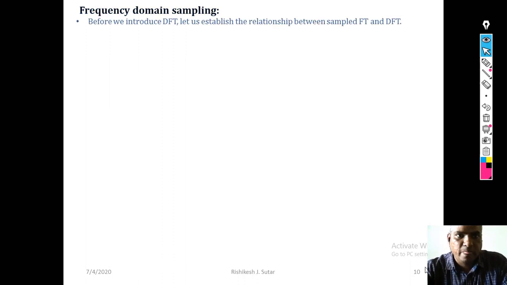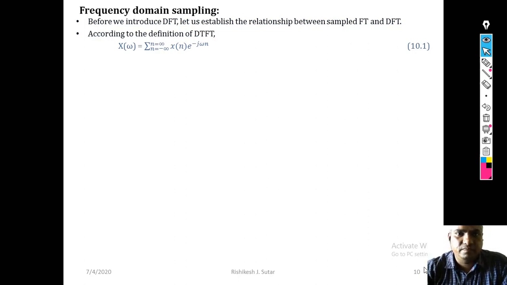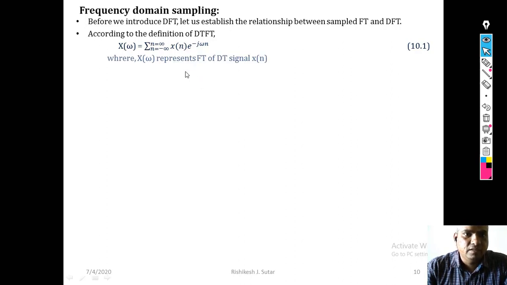So, before we introduce the discrete Fourier transform, let us try to establish a relationship between the Fourier transform and discrete Fourier transform. What I know is the definition of the discrete time Fourier transform, that is X of omega is equal to summation x of n e raised to minus j omega n. So here X of omega is nothing but the discrete time Fourier transform of the discrete signal x of n.